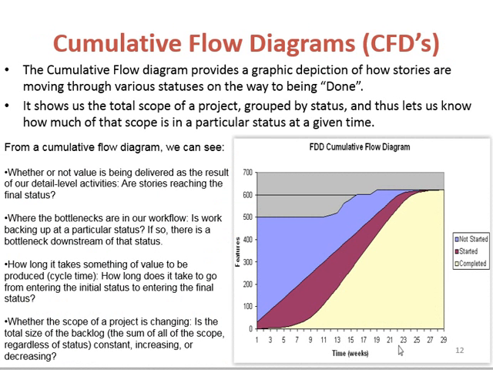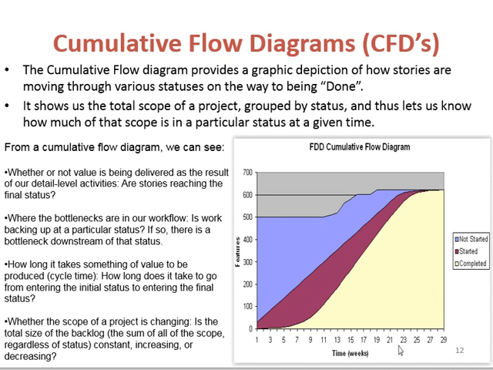Next, we have an enhanced version of the graph, which is the cumulative flow diagram, CFD. The cumulative flow diagram provides a graphical depiction of how user stories are moving through various stages or statuses on the way to being done. In the graph, the blue ones are not started, the purple or magenta ones are started work, that is, in progress. It shows the WIP, the work in progress, and the yellow or cream ones show the user stories which are completed.